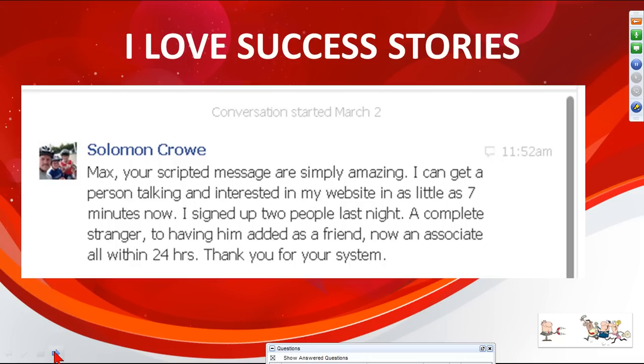Actually, before we get over to graph search, you know, I love success stories. I'm not sharing these with you to try to impress you. What I do is every one of these people is different. Every one of them has different backgrounds. The thing is, they're all doing some very, very simple things. And once you learn how to do it, you're going to absolutely be blown away at how effective it is.